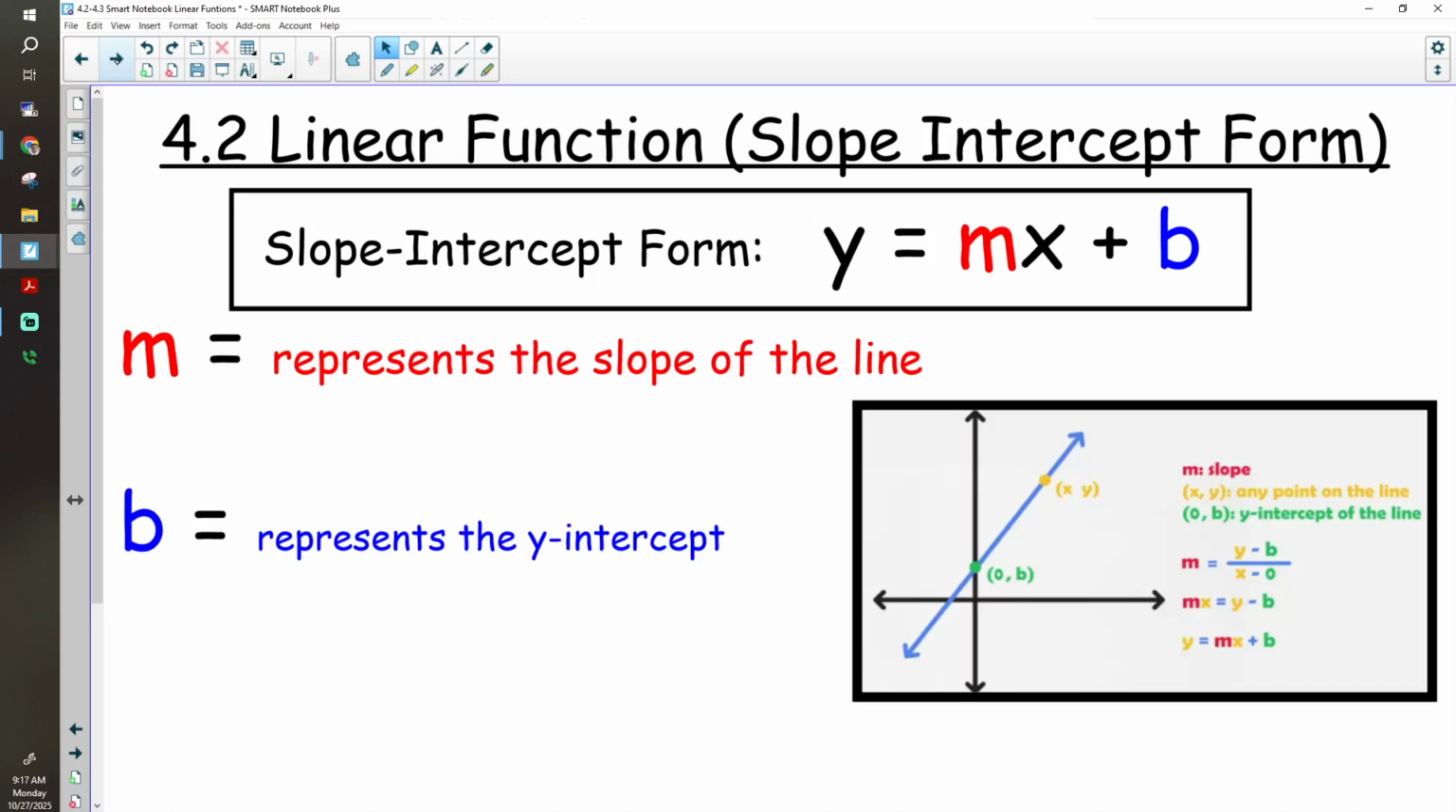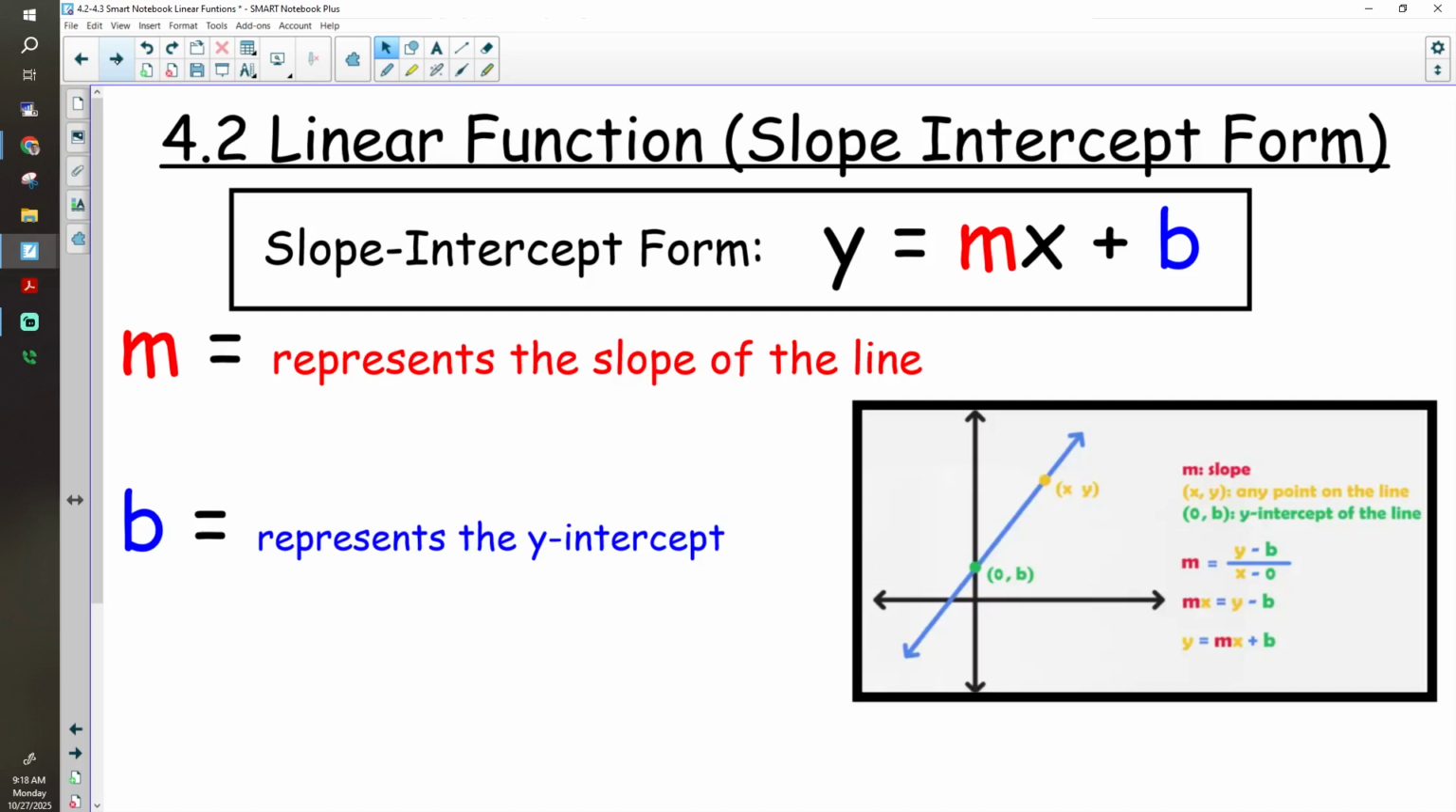It's the last way we learn to write equations, and it's the most common way you will see a line written. Okay? Why is it called slope-intercept form? Because we have the letters m and b. M, we know, represents the slope of the line, like always. B represents the y-intercept. That's why it's called slope-intercept. Because this form helps you find the slope, and it helps you find the intercept.